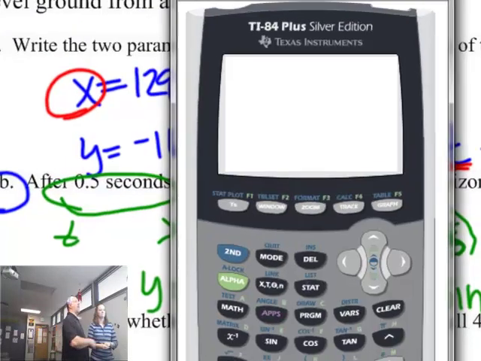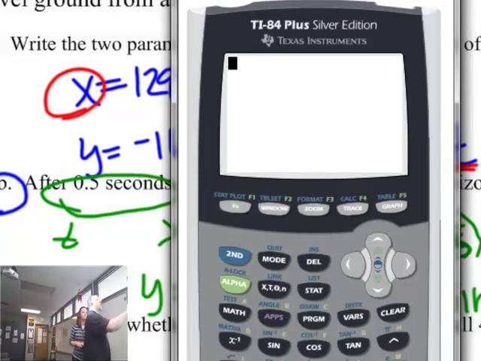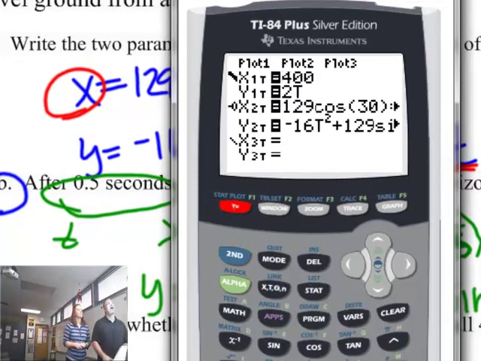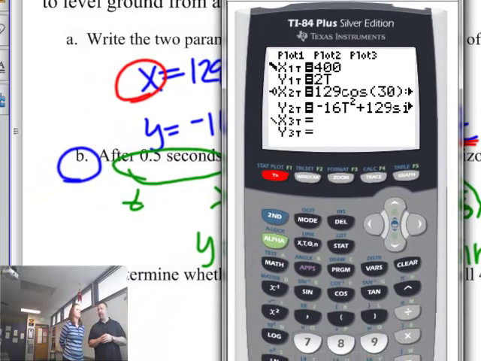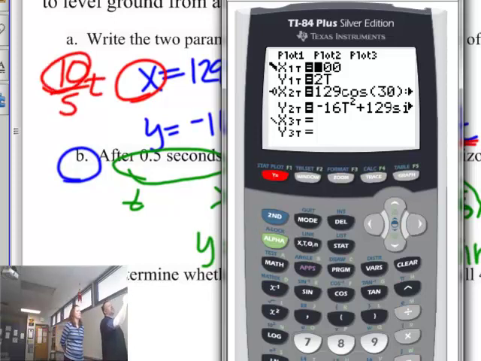I'm going to go ahead and go to y equals, and I want to show you a couple things here. I have an x2 graph that is 129 cosine of 30 times t, which is my horizontal component. And my y2 graph is negative 16t squared plus 129 sine of 30 times t, and so on. I have x1 is 400 because I want the wall to be 400 feet away. So I'm going to keep the horizontal distance x at 400 all the time. It's not going to change. The y1 is 2t, and really what that is is 10 divided by 5 times t. The 10 was for the height of the wall.